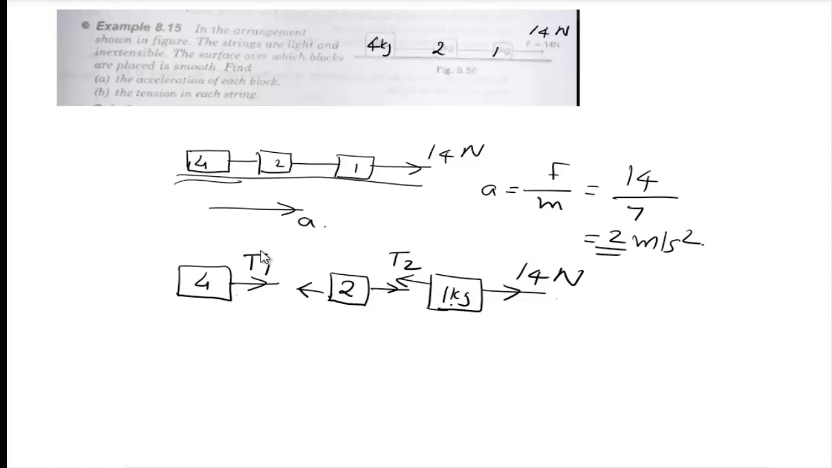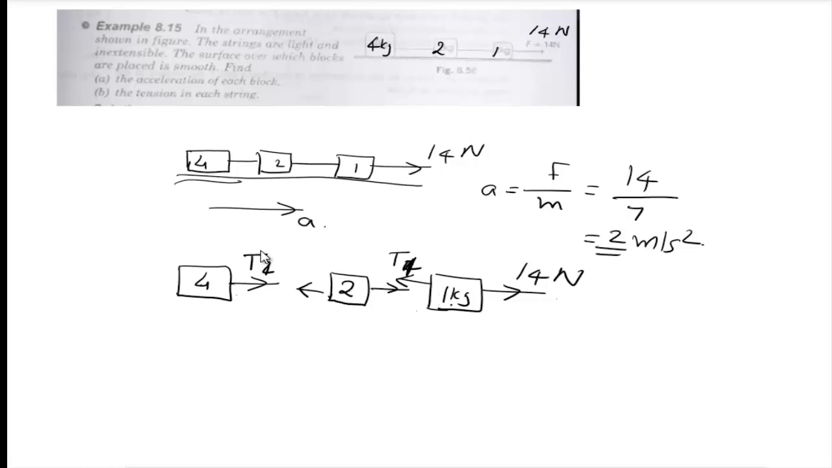So T1 and T2 are the forces. We can draw it as T1 or T2, that is your wish. If you consider this as T1, this as T2, any one way we can consider. The forces acting on the 4 kilogram and 1 kilogram only we need to consider. Otherwise, if we take the 2 kilogram, equal and opposite forces we will be taking together. So tension acting on each string: the first string is between 4 and 2, the next is between 2 and 1.